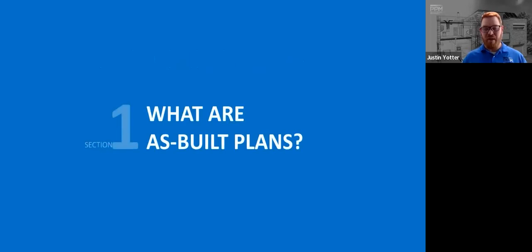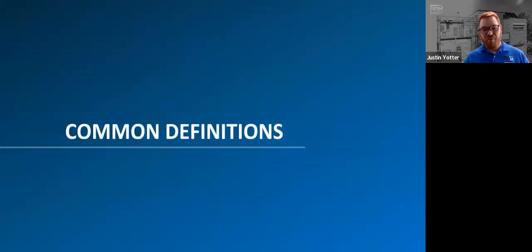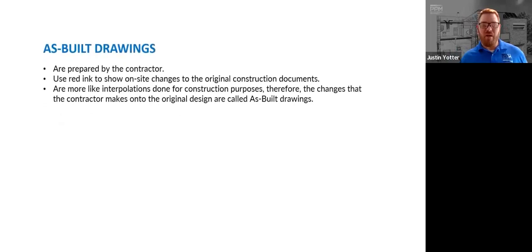So what are as-built plans? Let's go through some common definitions first. When looking into the actual definition of as-built plans, what one will mostly find is a definition that concerns as-built plans being created after or during new construction or after or during a renovation. As-built drawings are prepared by the contractor. They use red ink to show on-site changes to the original construction documents and are more like interpolations done for construction purposes. Therefore, the changes that the contractor makes onto the original design are called as-built drawings.